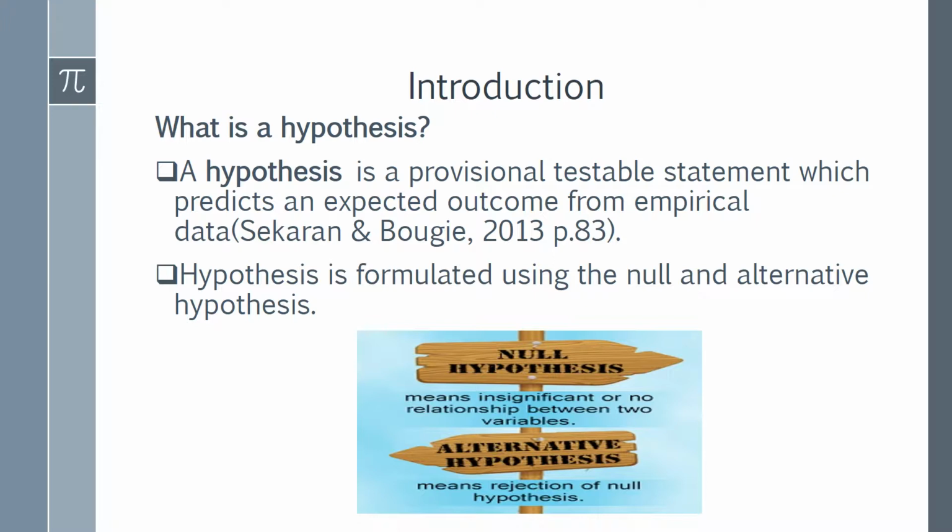In order to get this tested, we'll make use of the null and the alternative hypothesis. What's the difference here? With the null hypothesis, we are trying to show that there is no relationship between the two variables under consideration or observation, while with the alternative we are saying that there is a tentative relationship between the two variables under observation.